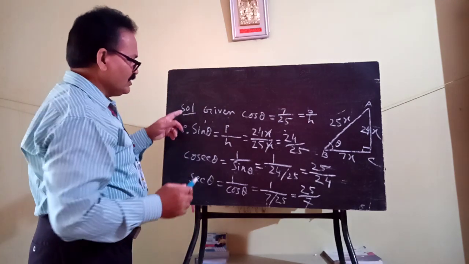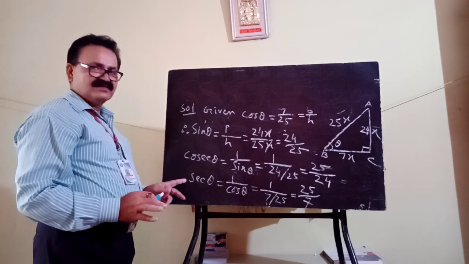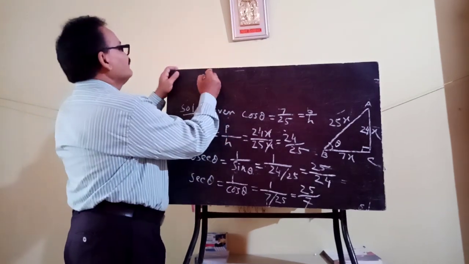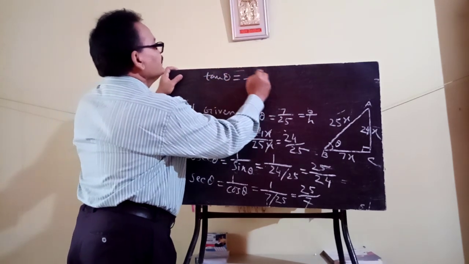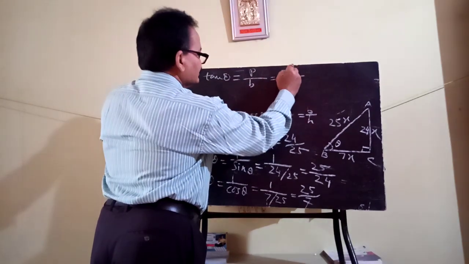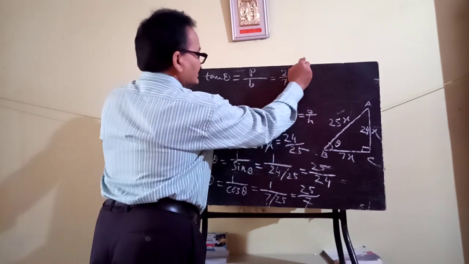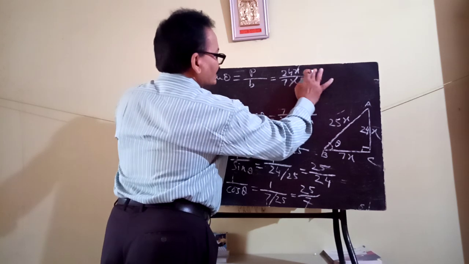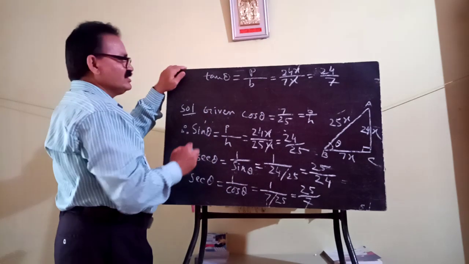Now you have got sin theta, cosec theta, sec theta, already 3 trigonometrical ratios you have got. 1 is given, 4. Now 5 is your tan theta. Tan theta means P by B. Your P is your 24x and B is your 7x. Again x is out, so this will become 24 by 7. So this is your tan theta.